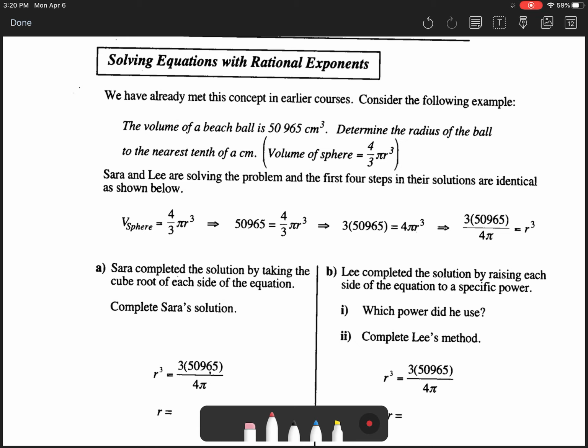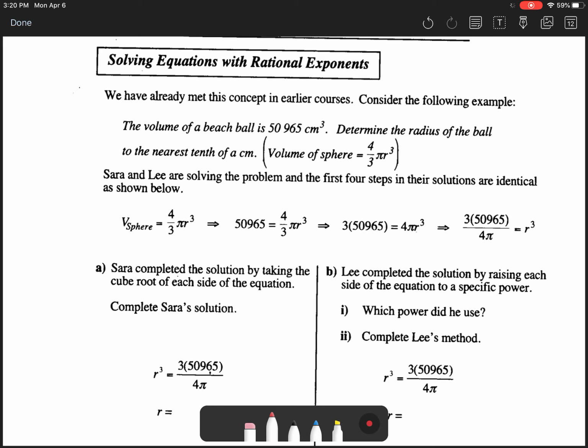So let's read through the question here. It says the volume of a beach ball is 50,965 centimeters cubed. Determine the radius of the ball to the nearest tenth of a centimeter. And again, they're nice to you. They give you the volume for a sphere. In questions like this, they will provide the formulas for you. They're not going to expect you to remember the volume of a sphere.